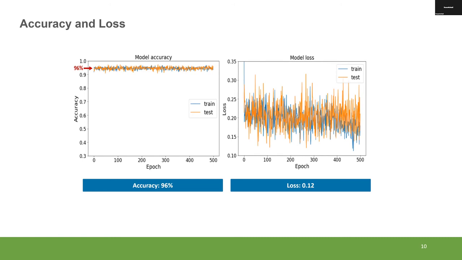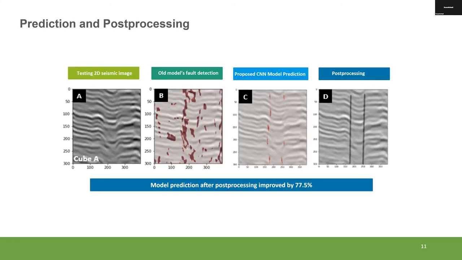The training was done using an NVIDIA GPU, and it takes 25 steps to train the model. Each step took approximately 40 seconds, and the full training was done in 5.5 hours. Here, we have the same testing sample that we've shown previously with the old model result, but here we are comparing it with our own model. As you can see, in image C, our model achieved greater detection accuracy with less noise compared to image B using the old model.